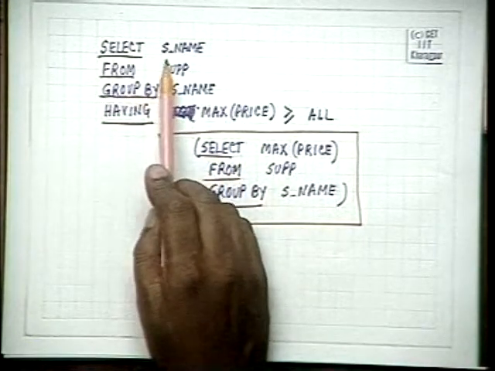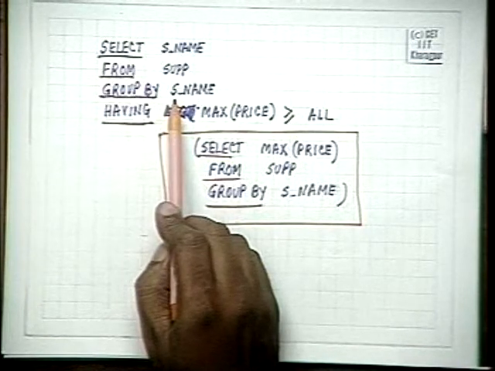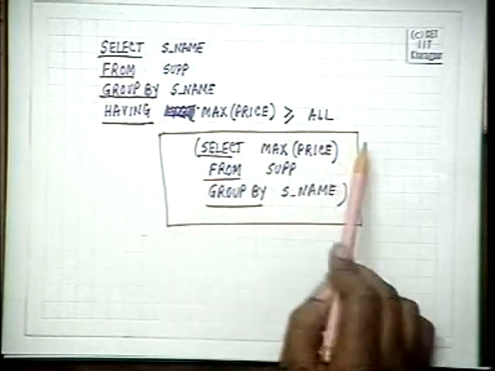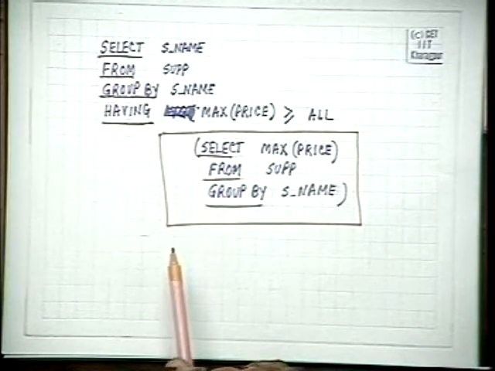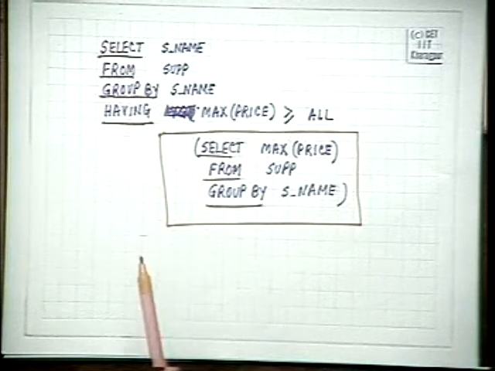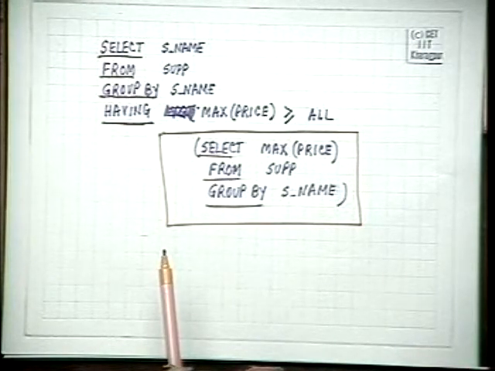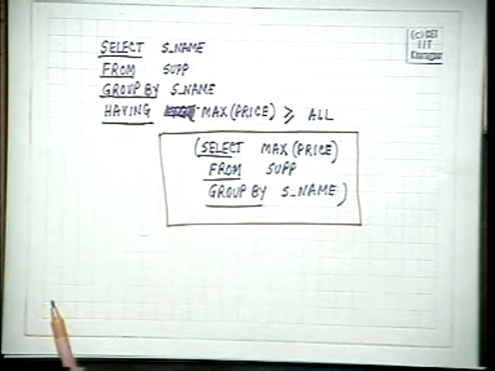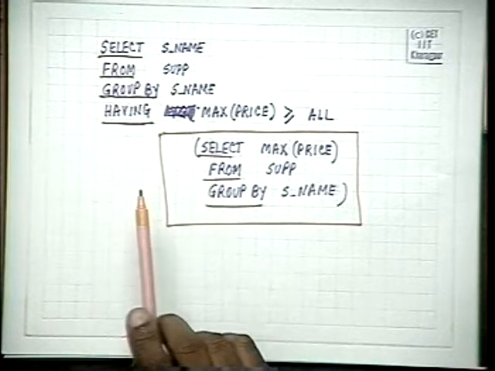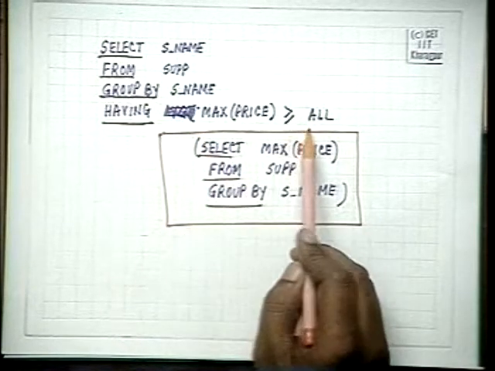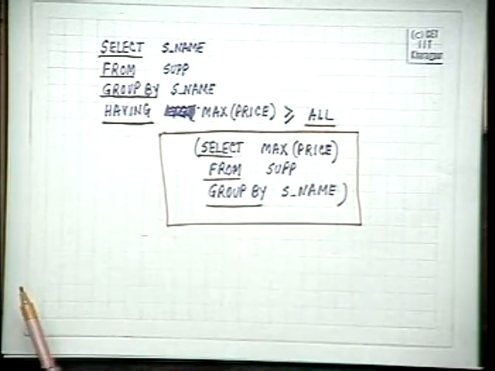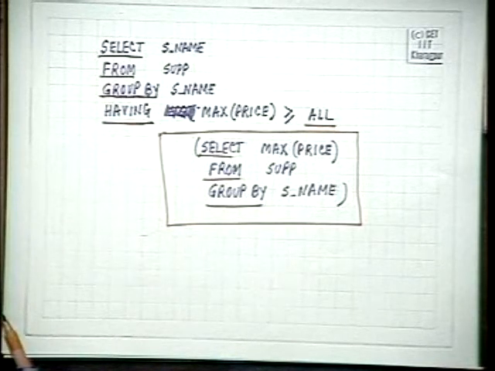And from here what we want is the supplier name having maximum price greater than all. So effectively this will give us the name of the supplier who has supplied the book of largest value. This will give us the name of the supplier who has supplied a book of highest value. So you can combine the set operations like all along with the grouping operations and solve the problem.